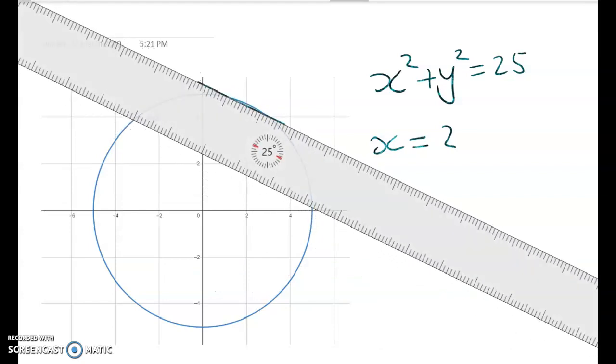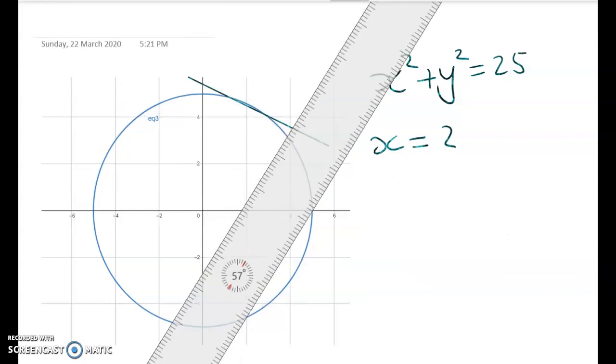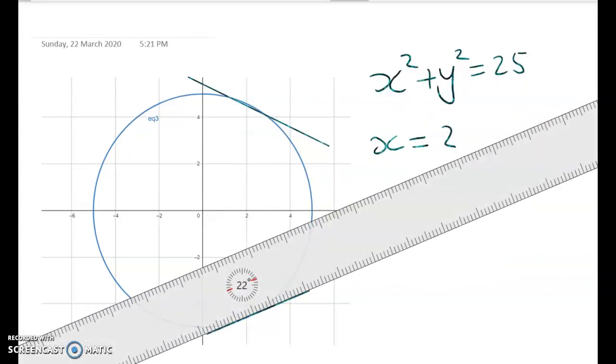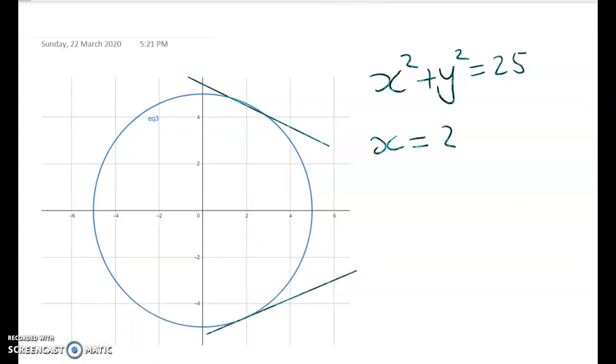So just grabbing the ruler and putting it on approximately. So I suppose I could have done this all in GeoGebra. There's my first tangent, right? And down here, here's my second tangent. Okay? So how can we do that by making y the subject?